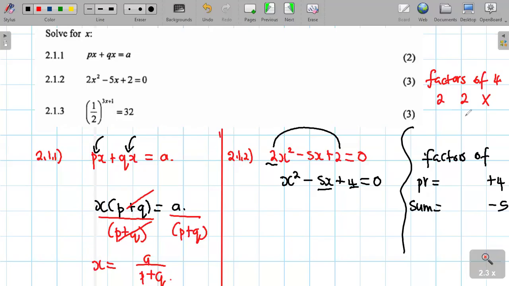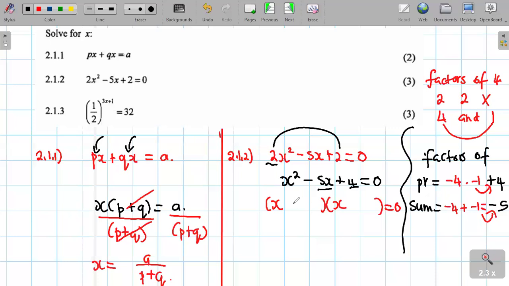What about 4 and 1? 4 times 1 is 4. But if one becomes negative and the other positive, or both become negative, I can get whatever I want. Let's check something. Minus 4 times minus 1 gives positive 4. Minus 4 plus minus 1 gives negative 5. I am done. So I'm going to do two brackets equals 0. I have x and x. The first one I got is negative 4. The second one is negative 1.